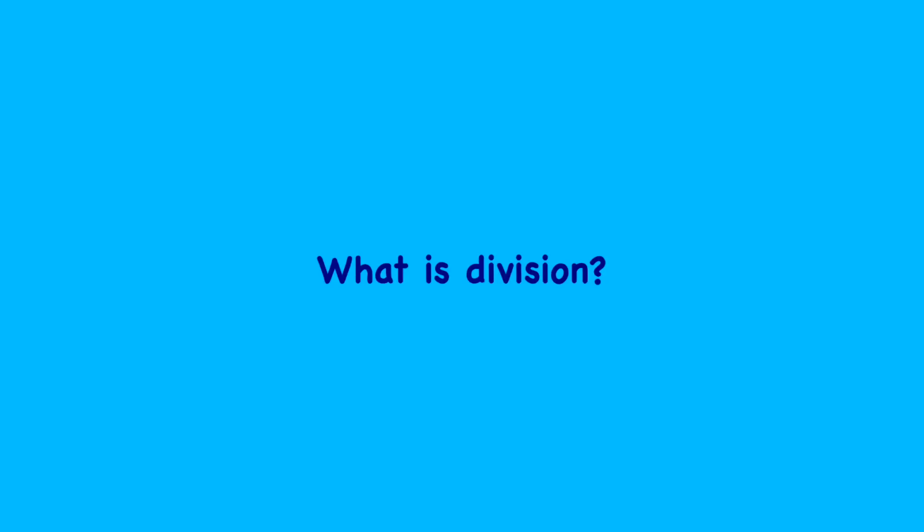What is division? Division, or dividing, is when you share something out into equal groups. So, for an example, here I have 8 sweets, and I want to share these 8 sweets between 2 people. So, I would say I've got 8, and I'm going to divide that by 2.